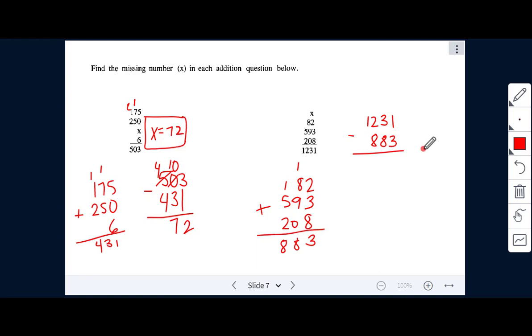All right, and again, we have to do some borrowing. This becomes 11. This will become 12. That will become 11, and this becomes 0. All right, 11 minus 3, that's 8. 12 minus 8 is 4, and 11 minus 8 is 3. So our answer is 348.